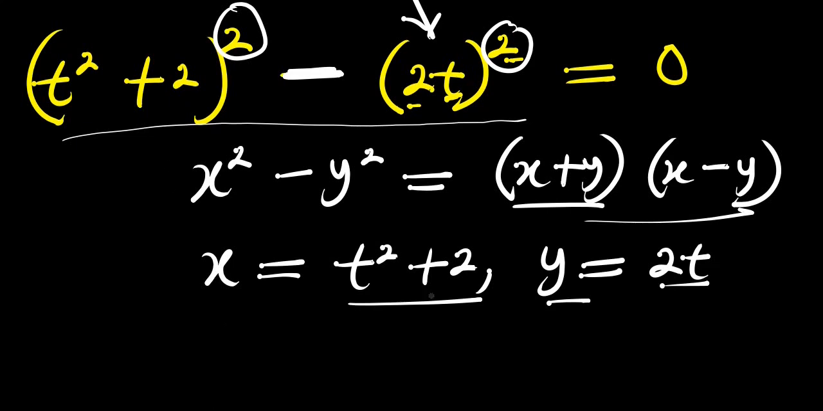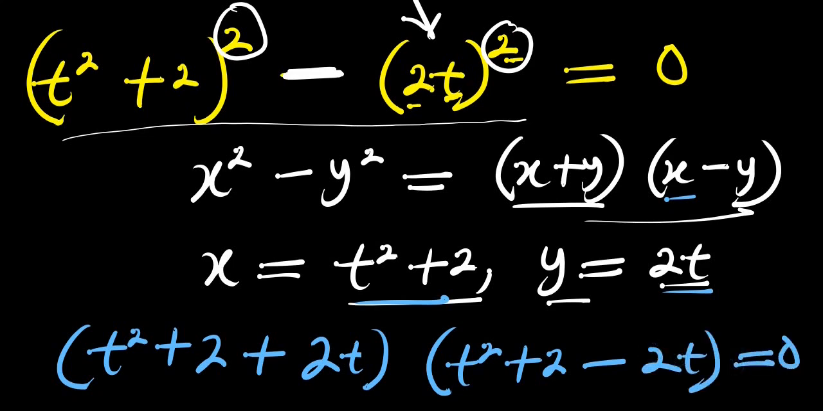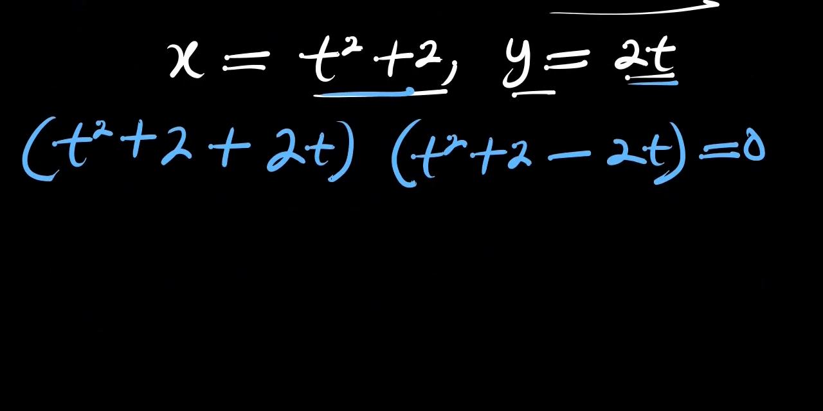So we have x plus y. Remember our x is this, so we are going to have t squared plus 2. That is our x, plus this is our y, 2t. Then we have times x minus y. We have x again, t squared plus 2. Then minus y, which is 2t. And everything equals 0. So at this point, we have this, and everything is equated to 0. So we can easily equate each of these expressions to 0.